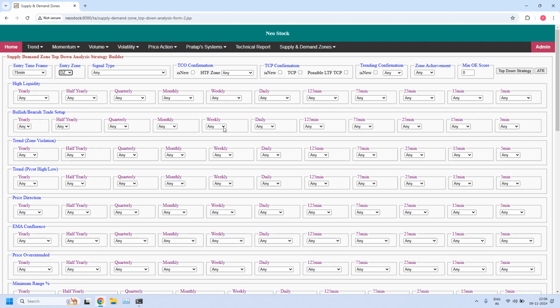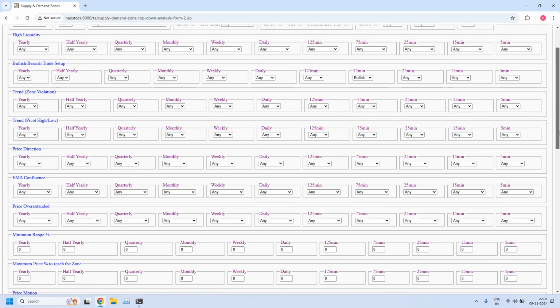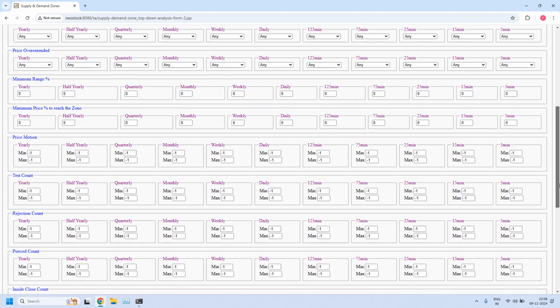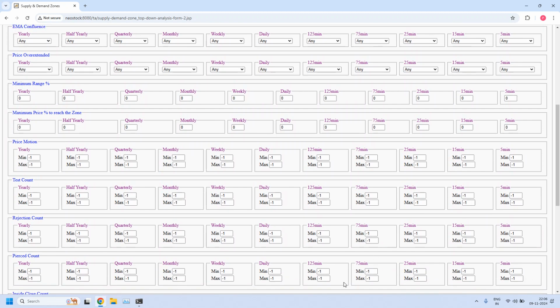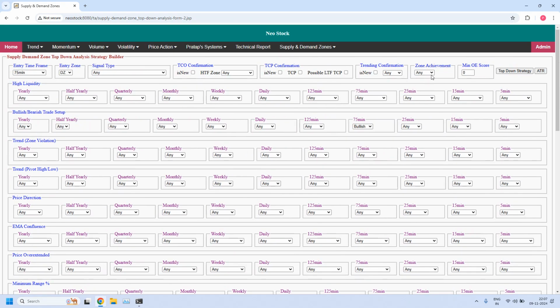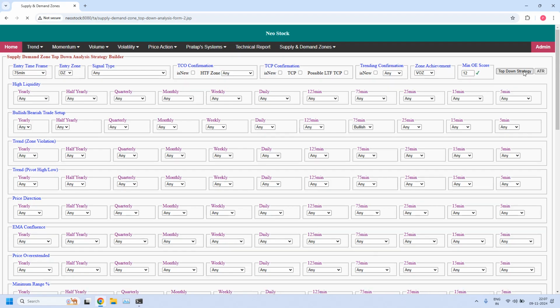In bullish or bearish trade setup, our entry time frame is 75 minutes. I am selecting bullish. And this 75 minutes demand zone should not be pierced. So in the pierced count, at 75 minutes time frame, minimum value should be 0, maximum value should be 0. That means zone is not pierced. Zone achievement violated opposing zone, minimum odd enhancer score 12. All 3 filters are applied to 75 minutes demand zone.